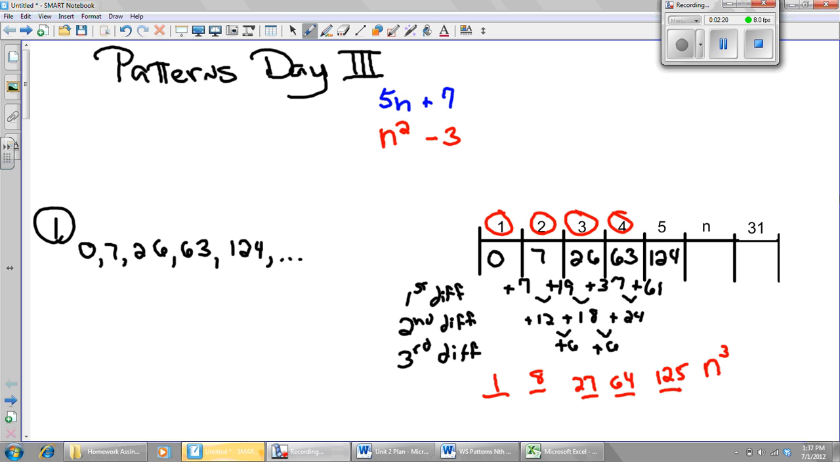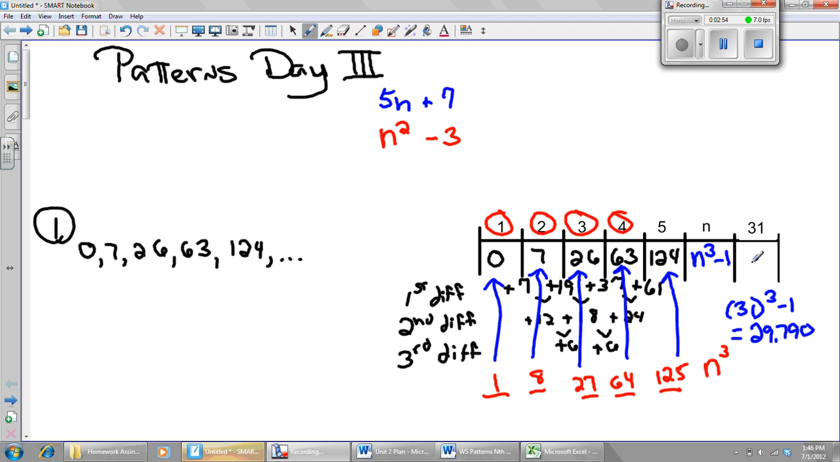Now, those of you that totally get this can already see that to turn the red one into the black one, I need to subtract 1. That's true in all the cases. So my formula is n³ - 1. To figure out the 31st term, I'm going to do 31³ and subtract 1 from it. When I plug this into my calculator, I end up with 29,790. I don't have this box big enough, but when you do it on your paper, be sure to make it large enough.